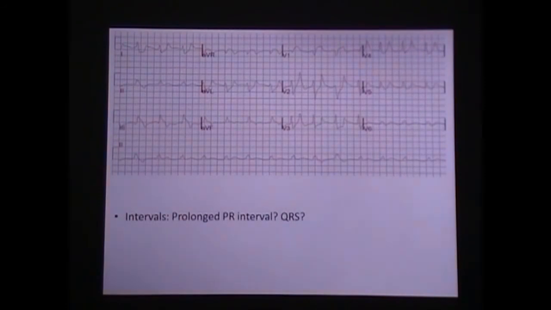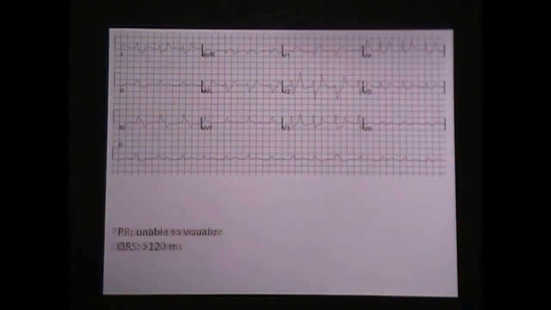Do you see any P waves? I really don't. Not on this tracing, no. I don't either. Okay, so I don't have a PR. QRS is wide. This is a busy EKG I gave you. And if like V1, it's left. Yeah, it's left. So greater than 120.